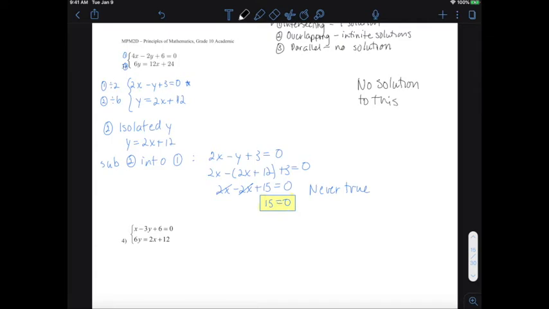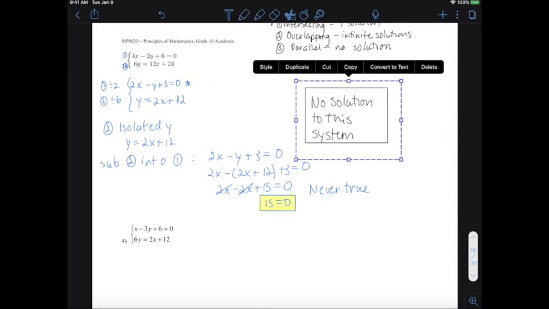And it's very important that you actually write the sentence down, because if you just leave it like that, I'm going to think that you're confused and you don't know the correct answer. But the correct answer is actually that there is no solution to the system.